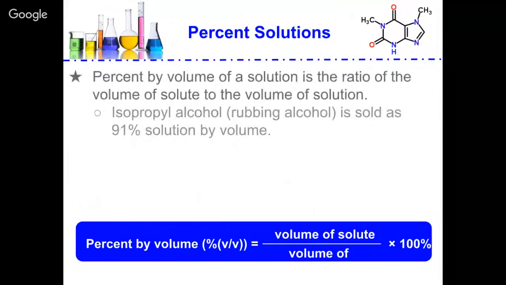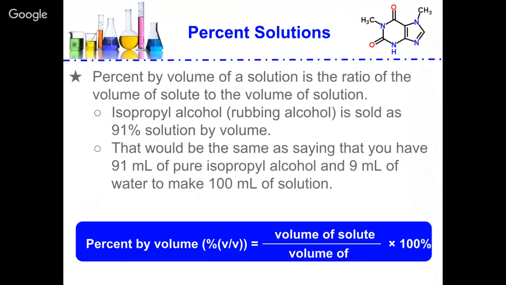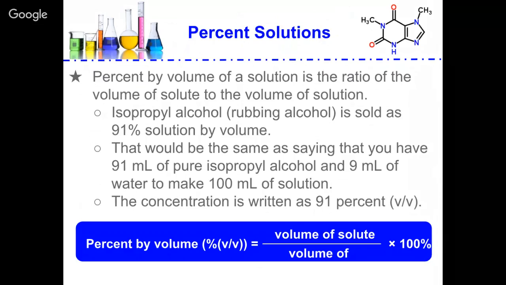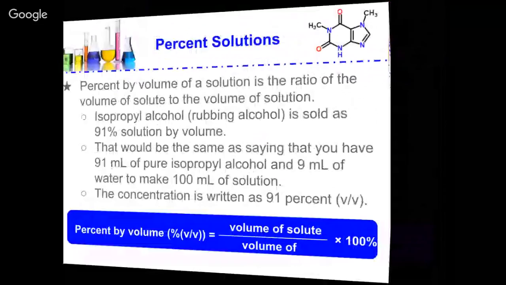Now let's talk about percent solutions. Percent by volume of a solution is the ratio of the volume of solute to the volume of the solution. So isopropyl alcohol is sold in the bottles that you get from the drugstore or the grocery store as a 91% solution by volume. So that means that you have 91 milliliters of pure isopropyl alcohol and 9 milliliters of water. And we can calculate this by taking the volume of our solute over the volume of our solution times 100. The concentration is written as 91% volume per volume, which means volume of solute per volume of solution.